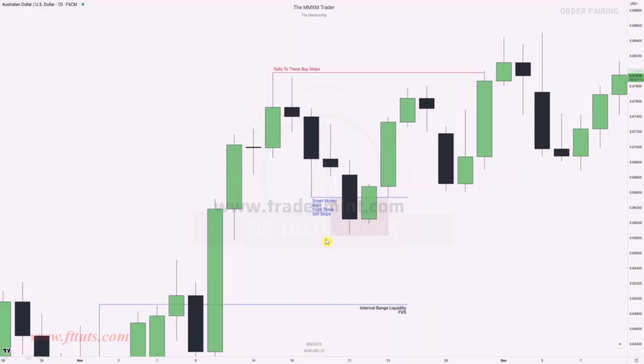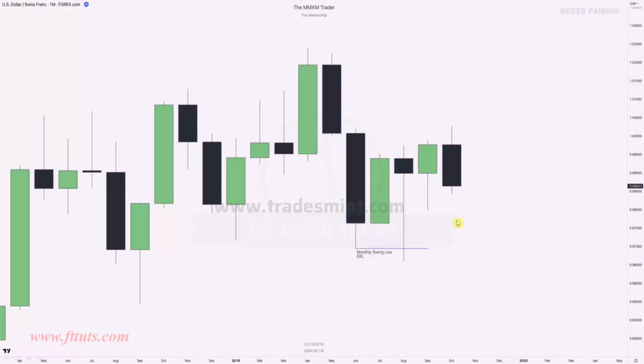Smart money buys below this old low, right? So, swing low down here. Smart money buys from these sell stops. And then we continue up into these buy stops over here. So over here we have a US dollar Swiss franc monthly chart, and this is going to be an example about the monthly external range to internal range liquidity. So we've got this low down here, right? This is external range liquidity on a monthly because this is a swing low.